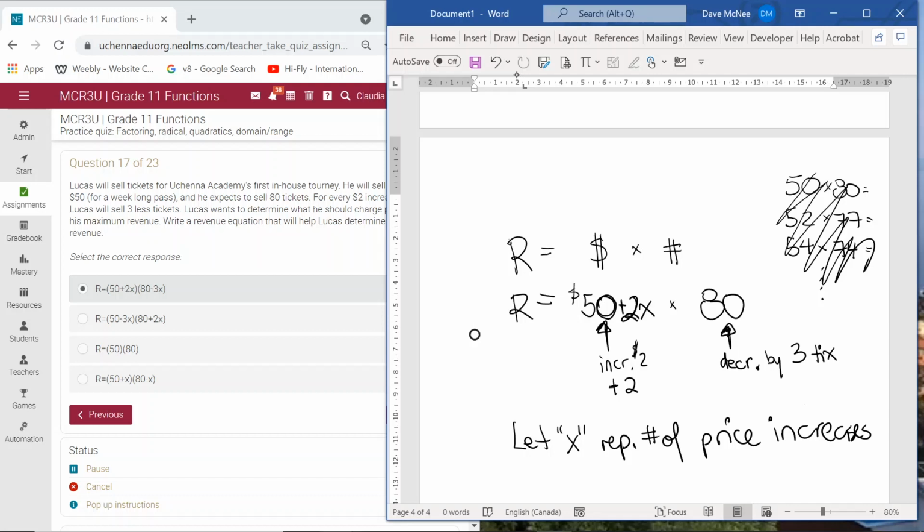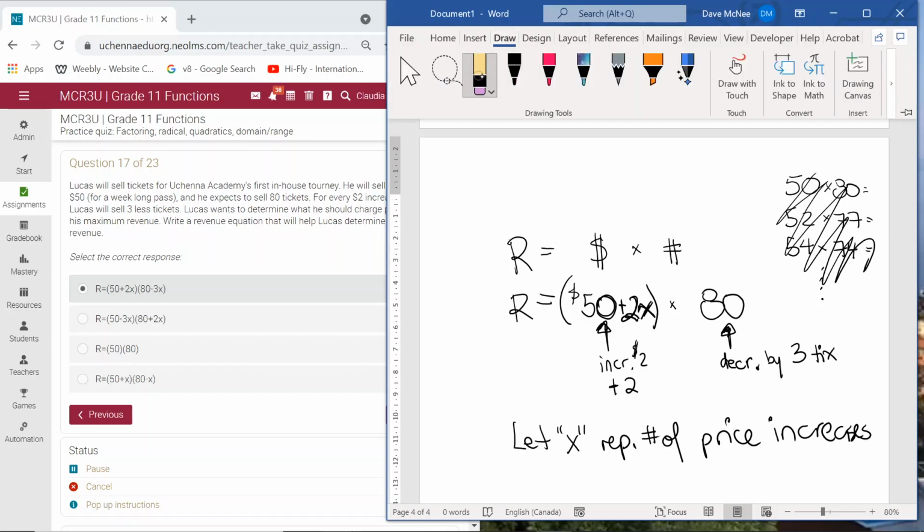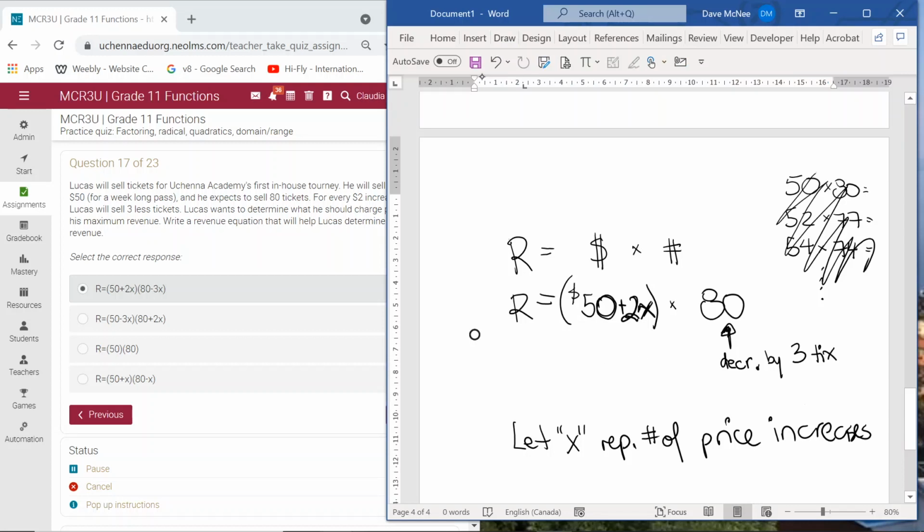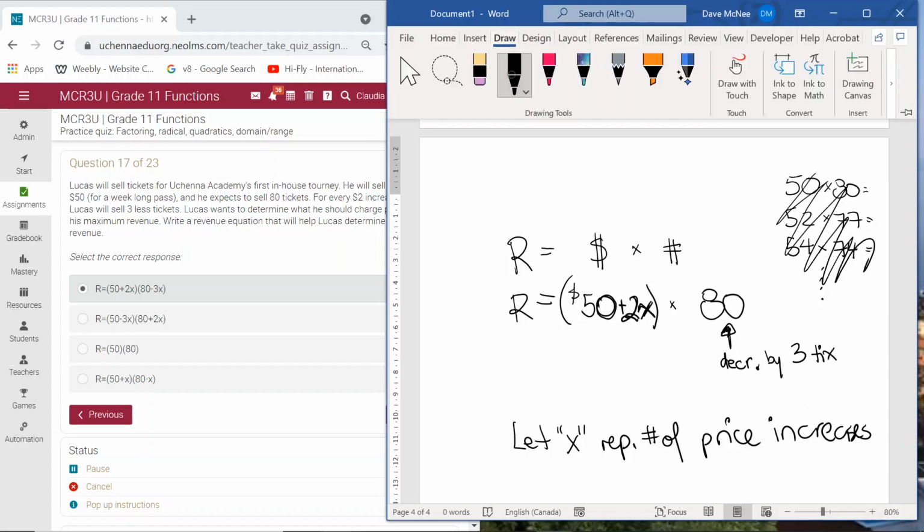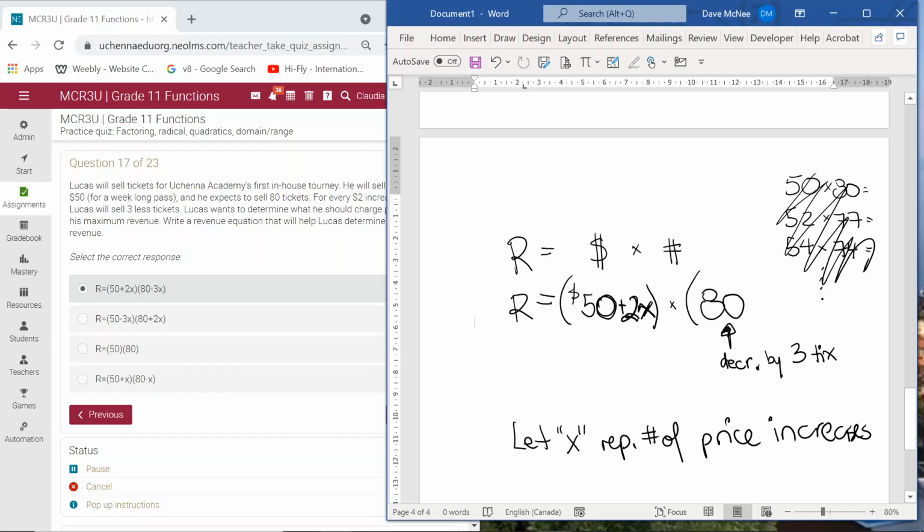So it's going to be 2X, 2 times X, because X is really the number of times he's going to increase it. And that's what we're trying to figure out. Now we also have to adjust our number of people that are coming, because every time he adds $2, the number of tickets sold goes down by 3.